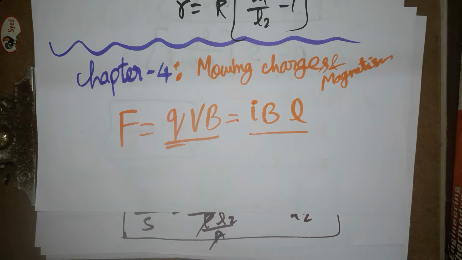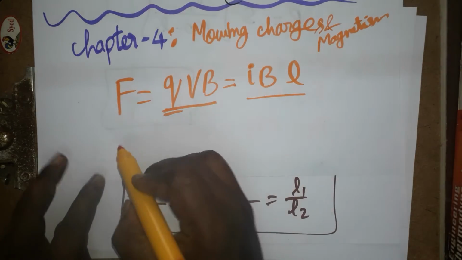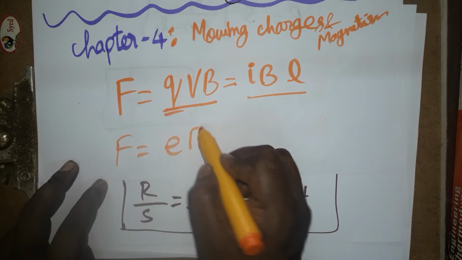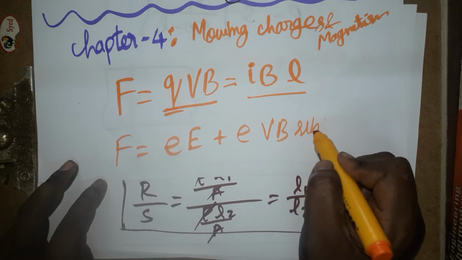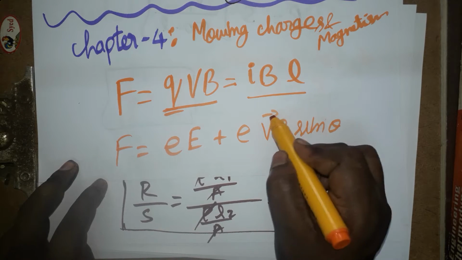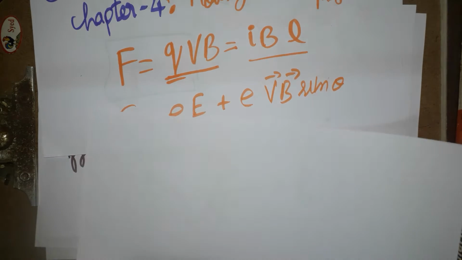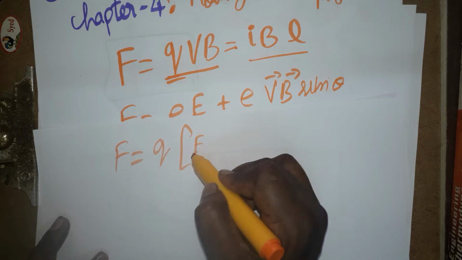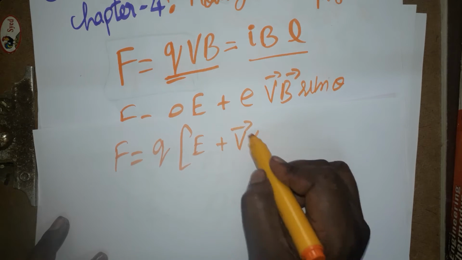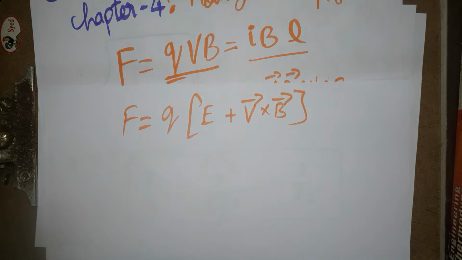Now, electric field and Lorentz force together, how is it going to be? The total force is F equal to qE plus qvB sin theta. V and B are vector quantities. You can take q common, so the same formula can be written as F is equal to q times (E plus V vector cross B vector). Like this you can write the final form of the Lorentz force.